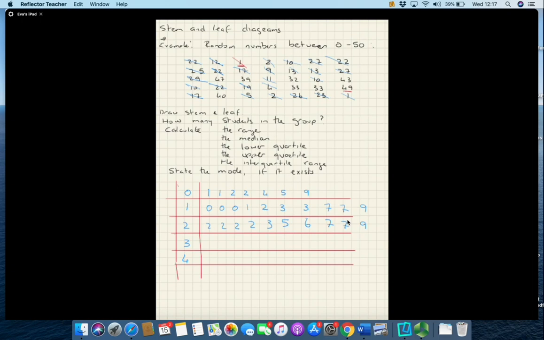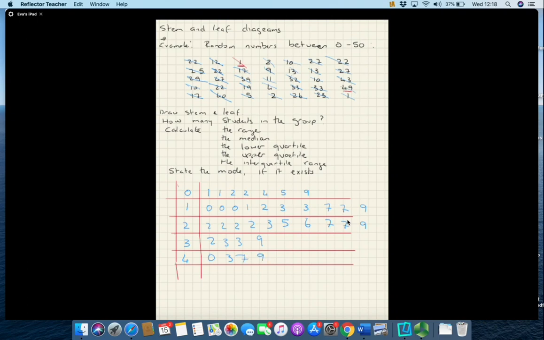Okay, the 30s. 32 there, 33, 33, 33, 39. Okay, and the rest are 40s. There's a 40. There's a 43, 47, and a 49.